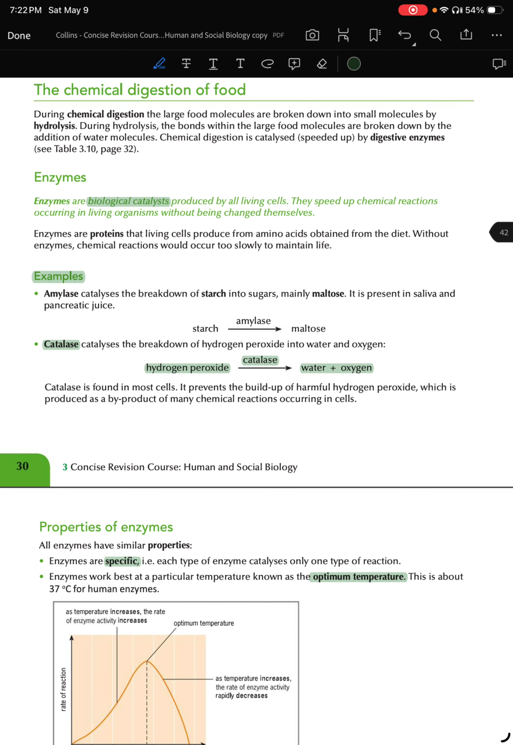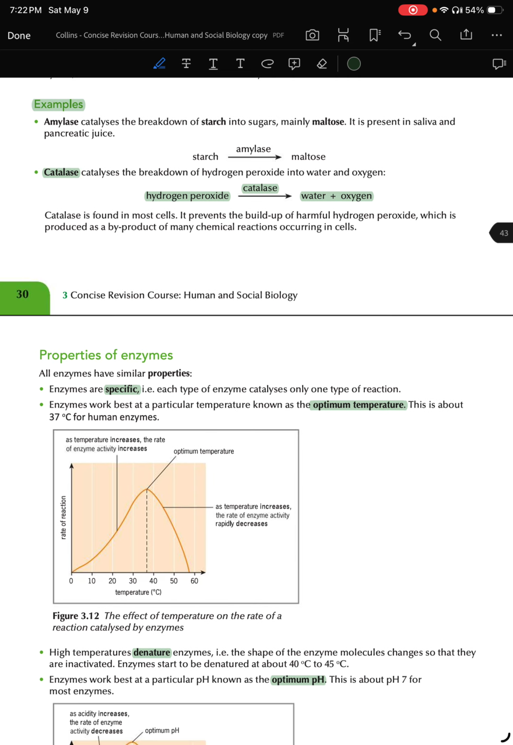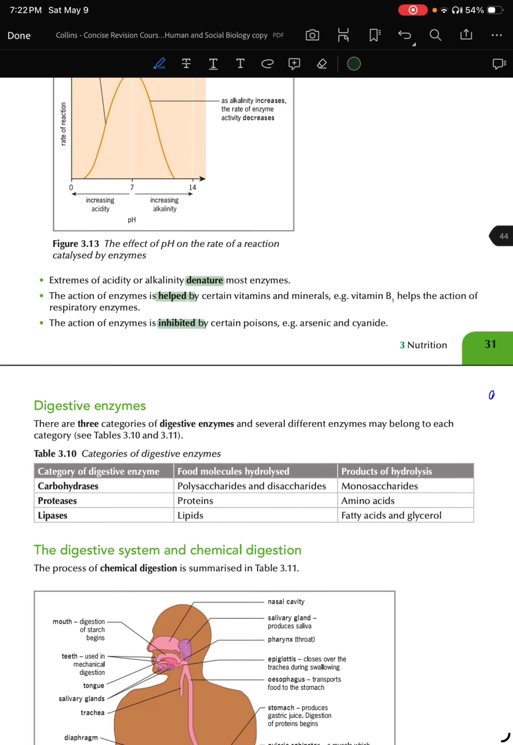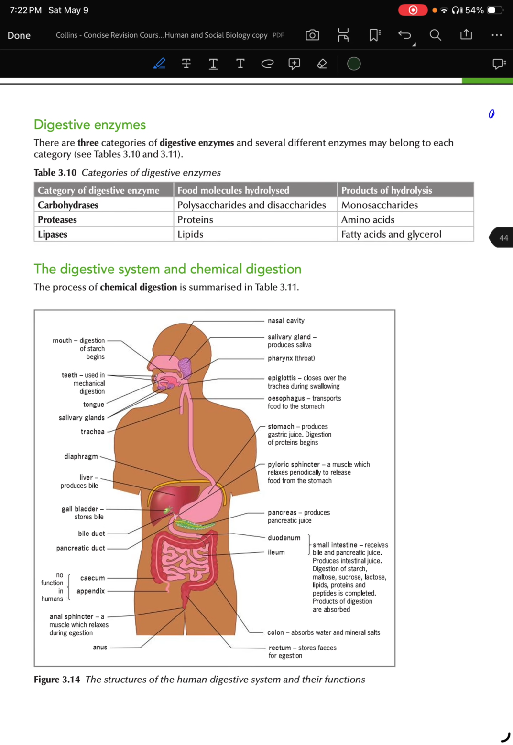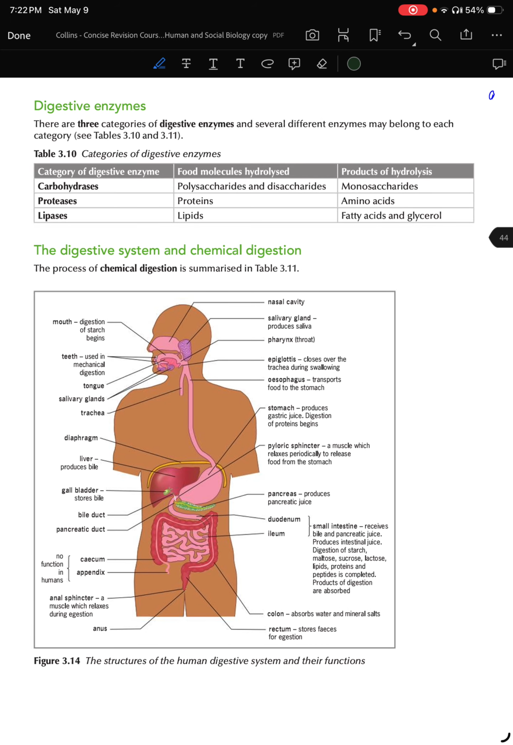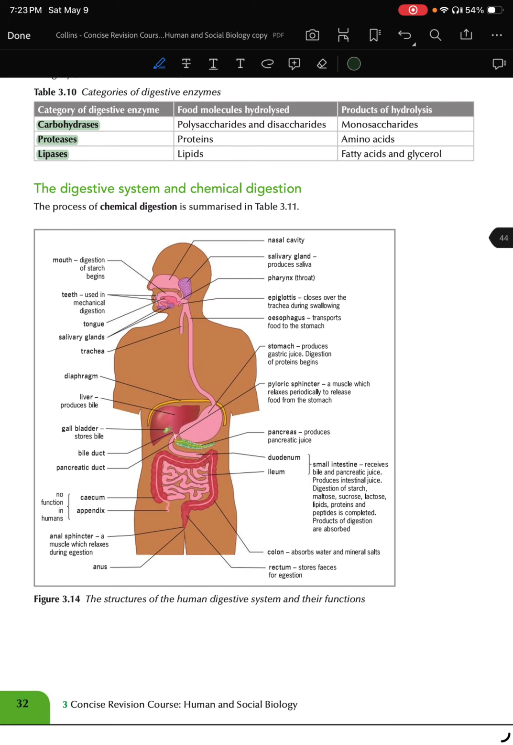How would you see the oxygen? By bubbles forming in the reaction. It's a gas, right? Now, in terms of the enzymes, we have three main categories. We have carbohydrases, which break down carbohydrates. We have proteases, which break down proteins, and we have lipases, which break down lipids or fats.